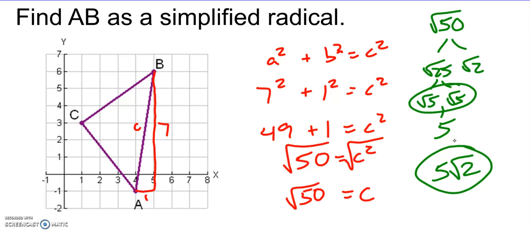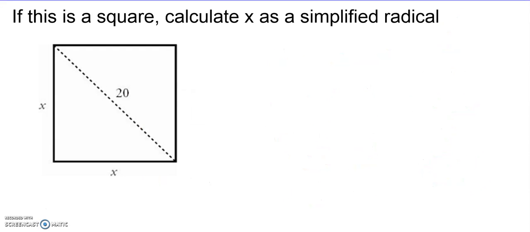So that's one way that you can find the distance between 2 points on a coordinate plane. You can always form a right triangle and use the Pythagorean theorem. But like I said, in the next section, I'll show you how to use the distance formula. All right, so now moving on to something that's a little bit different.